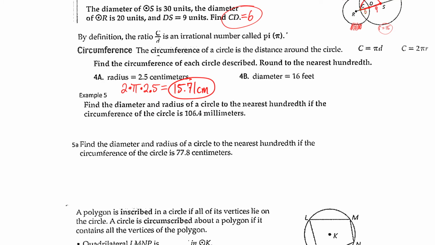Okay, next one, diameter is 16. How would we find circumference from that? Pi times diameter, 16 times pi, is 50.27 feet.